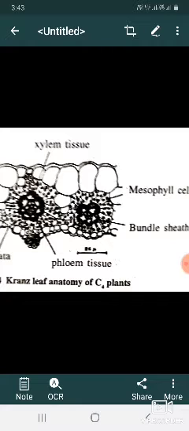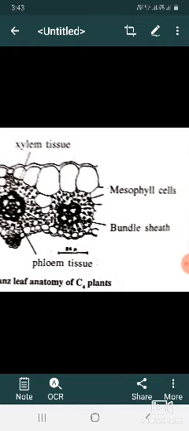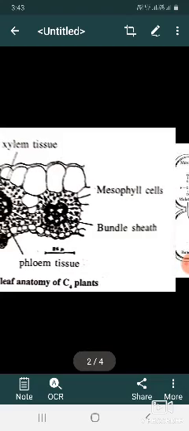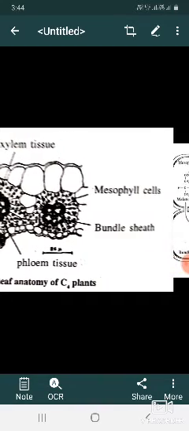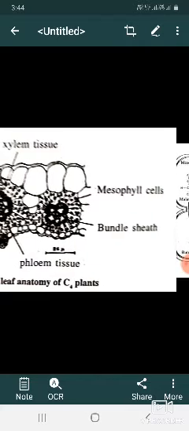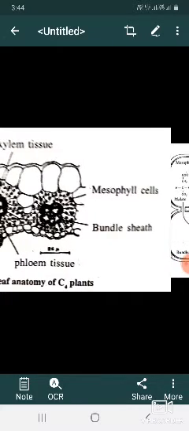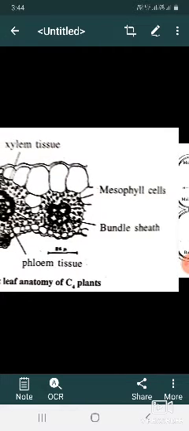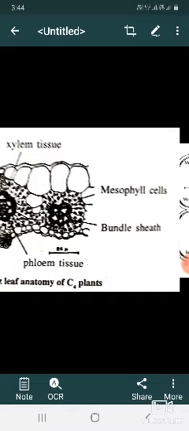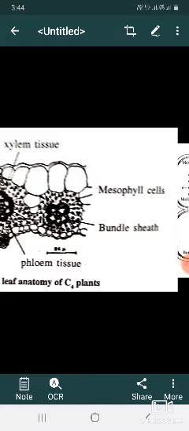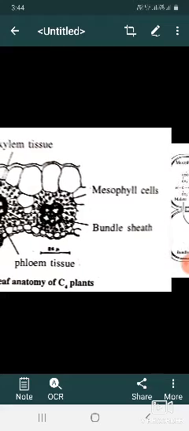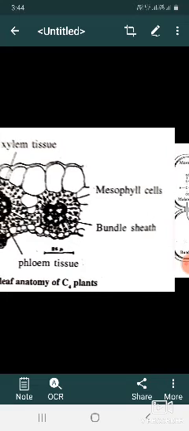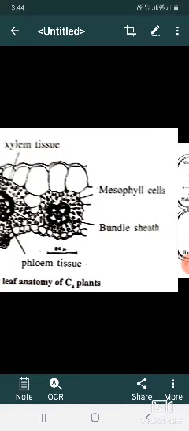So mesophyll chloroplasts are specialized for primary carboxylations. The bundle sheath chloroplasts are specialized for carbohydrate synthesis. This type of dimorphism of chloroplasts with division of labor is exhibited by all C4 plants.